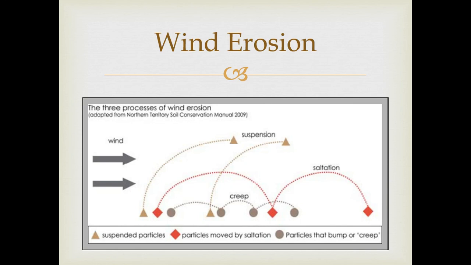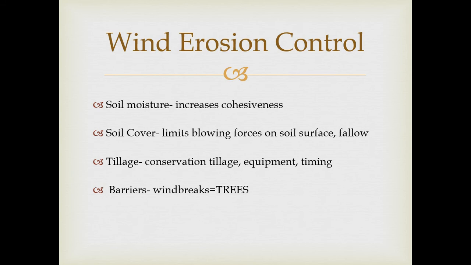So here's an illustration showing the three different processes. We have suspension of the soil particle getting up and suspended for a long distance. Saltation, so it's kind of just skipping across. And then creep would be sort of slowly rolling or sliding along the soil surface.